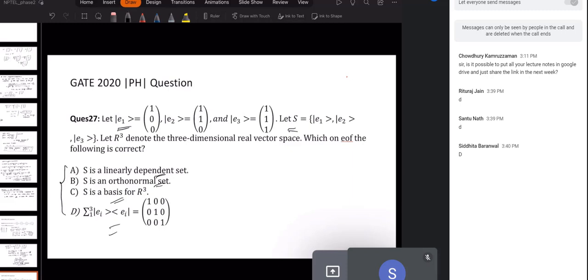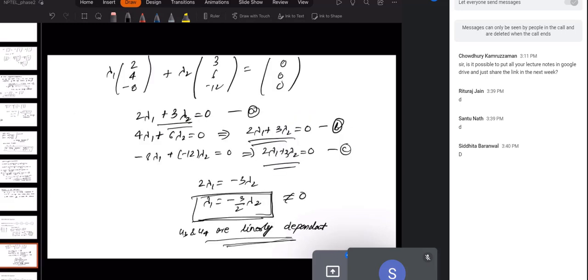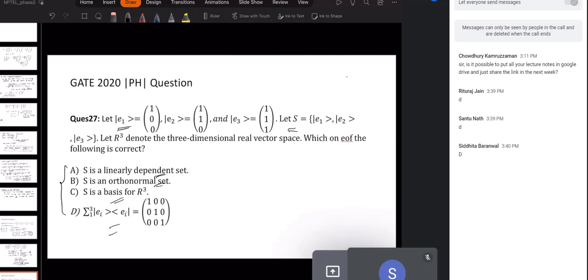Now there is a shortcut kind of method, because you can always solve this by using this approach, by forming lambda 1 times C1 plus lambda 2 times C2 plus lambda 3 times C3 is equal to (0, 0, 0), and then you can find whether they are linearly independent or not. But there is another, a little shorter way through which you can find this.